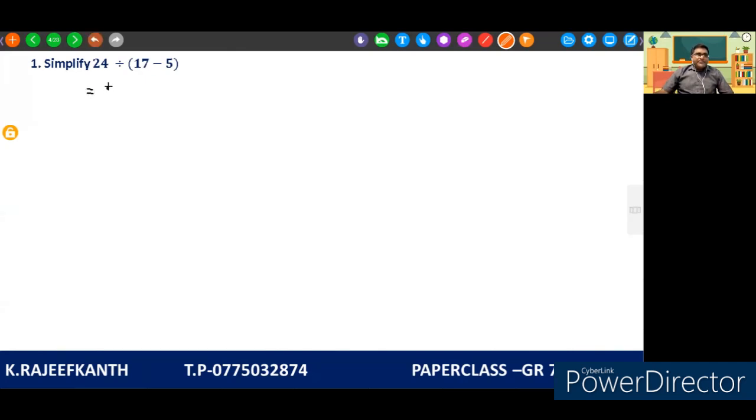So 24 divided by (17 minus 5), 12. Why are we subtracting first? Because this subtraction is within the bracket. So when we are simplifying the numerical expression, first we have to do what is within the bracket, right? So after that we can do the division. So in the bracket there is a subtraction, so first we have to do that subtraction.